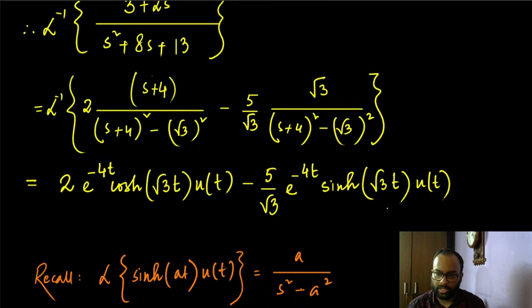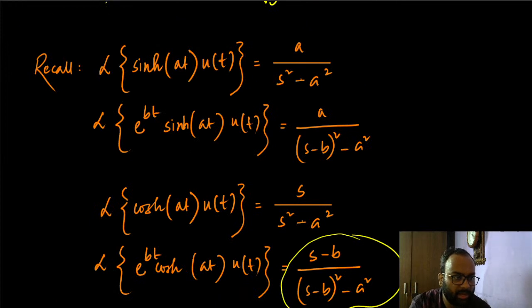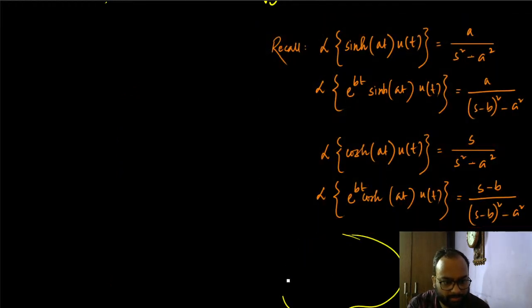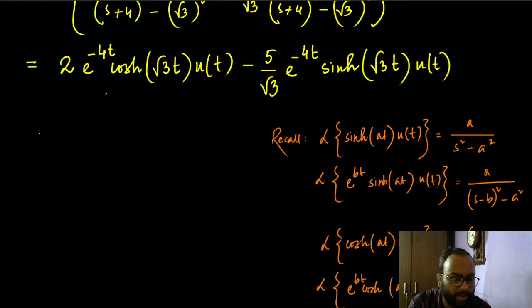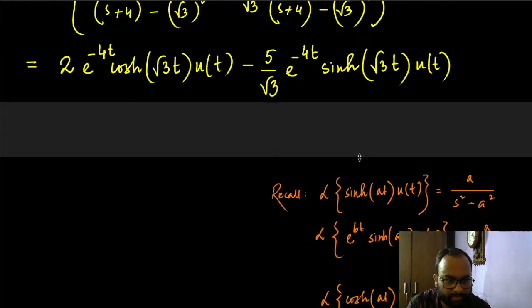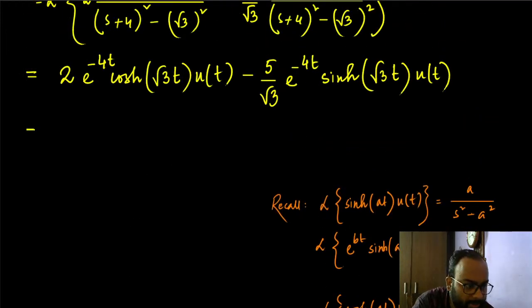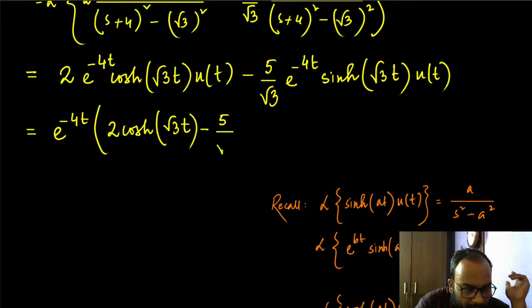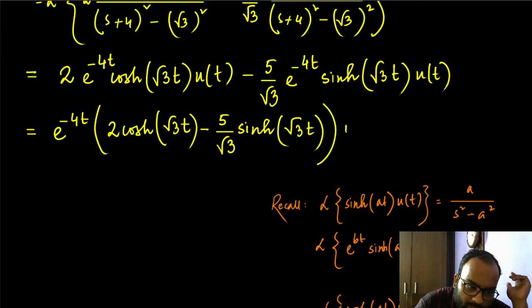So one of you got it already? Yes, you got the correct one, almost the correct one, right? Now, of course, you can take this e to the power minus 4t common out of this whole thing, and I can actually simplify. You can deal with these numbers separately, or you can forget that. So this is going to be e to the power minus 4t times 2 cos hyperbolic root 3t minus 5 by root 3 sine hyperbolic root 3t, and of course the whole thing has a u(t) inside.